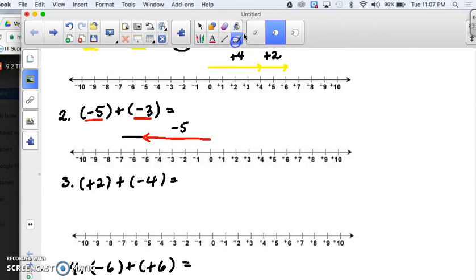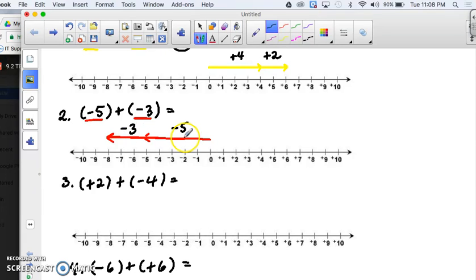Oops, actually, sorry. All right, it should be the same color. And then I'm going to stop at negative 8. We know that that's -5, the first arrow, and the second arrow is -3. -5 and -3, we see that it ends at -8. So our answer to this integer addition question is -8, and I'm going to circle my final answer.